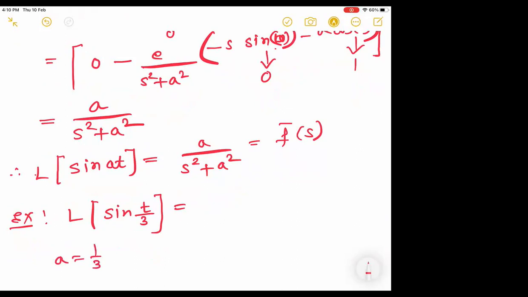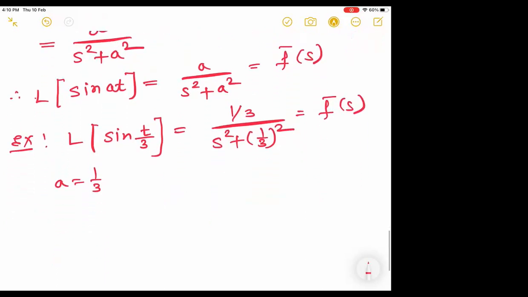In the formula, this is 1 upon 3 upon s square plus 1 upon 3 bracket square, 1 plus 9, correct, 1 upon 9. Yes. So we are getting the result as 1 by 3, 1 upon s square plus 1 upon 9. That's our function of s.